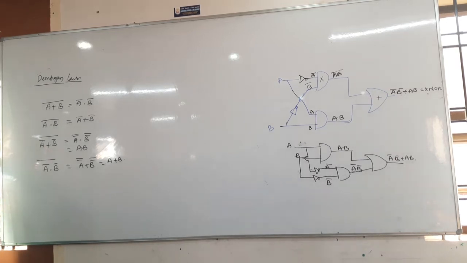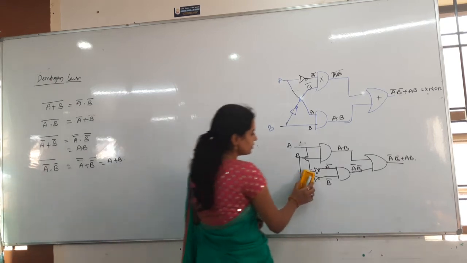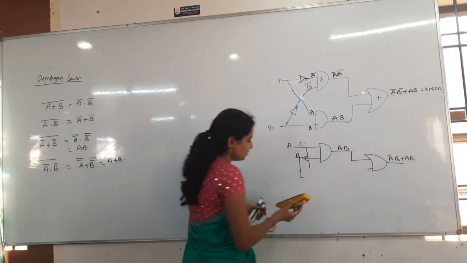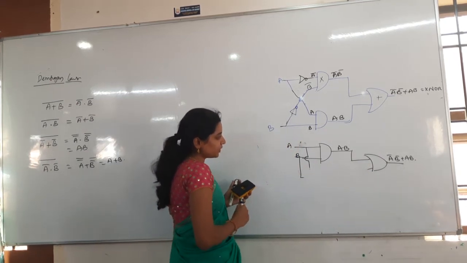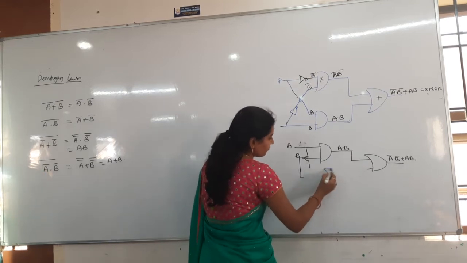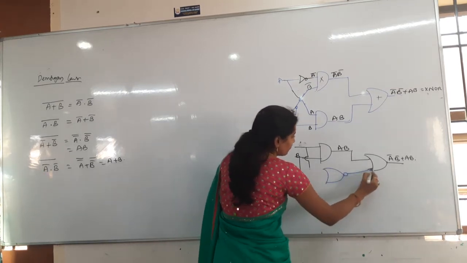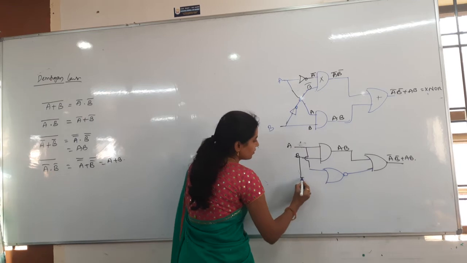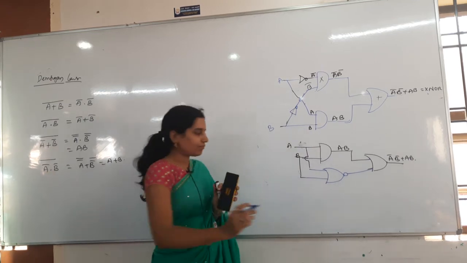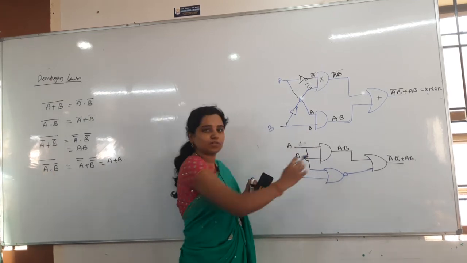If I put a NOR gate as the second gate, then what happens? Check this. I will remove the knots also. Now I will just put a NOR gate here. Clear? I have not put any knot here, directly A and B only I am giving.